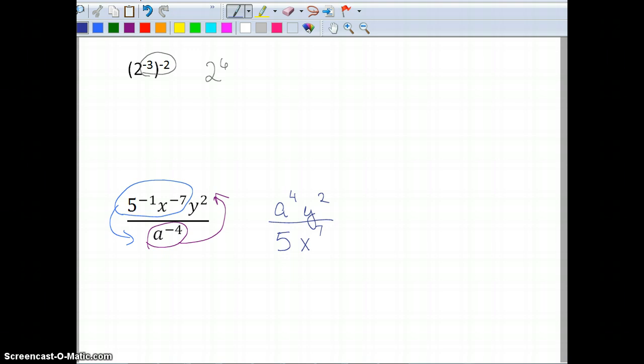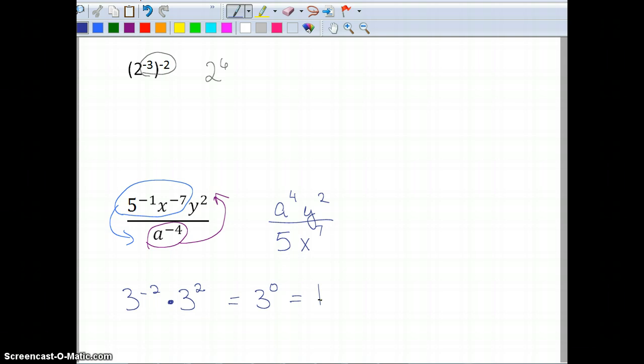Okay, let's look at one or two more. What if I have 3 to the negative 2 times 3 squared? Well, this is like what we did yesterday. Same base, I'm going to add my exponents. What's negative 2 plus positive 2? Well, that's equal to 0, so that gives me 3 to the 0, which is 1.